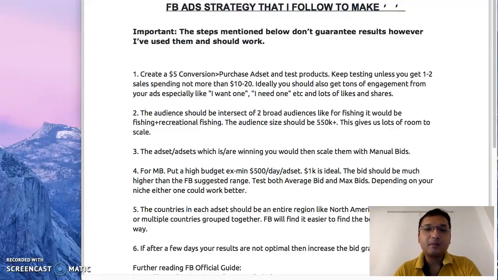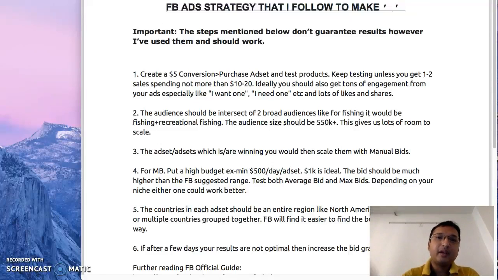You find the top sellers there from various niches, and you can take a pick, anyone which you think should do well. And also read the reviews, because if it has got good reviews, it means people like the product, and you should be able to do well with that as well. So once you create a $5 conversion purchase ad set, you let it run for 24 to 48 hours.